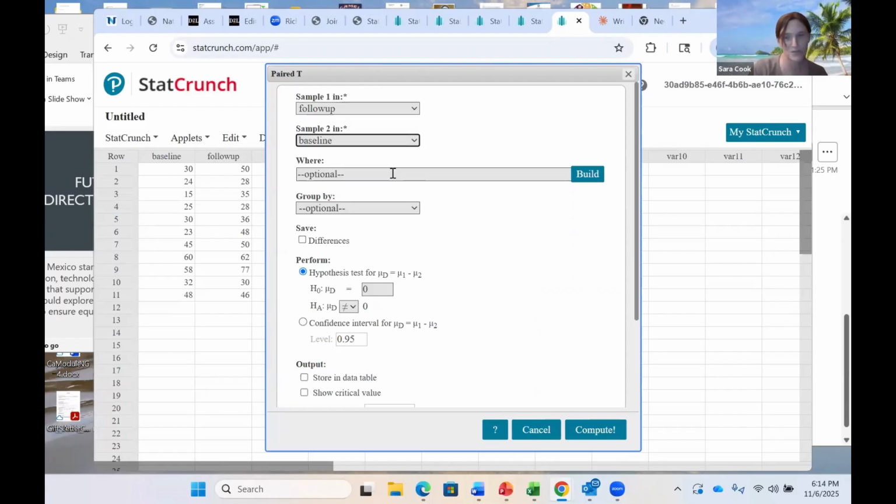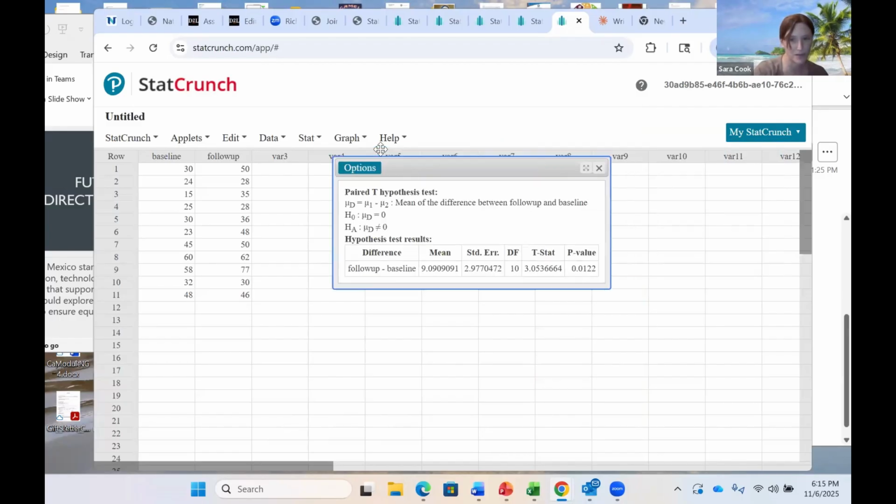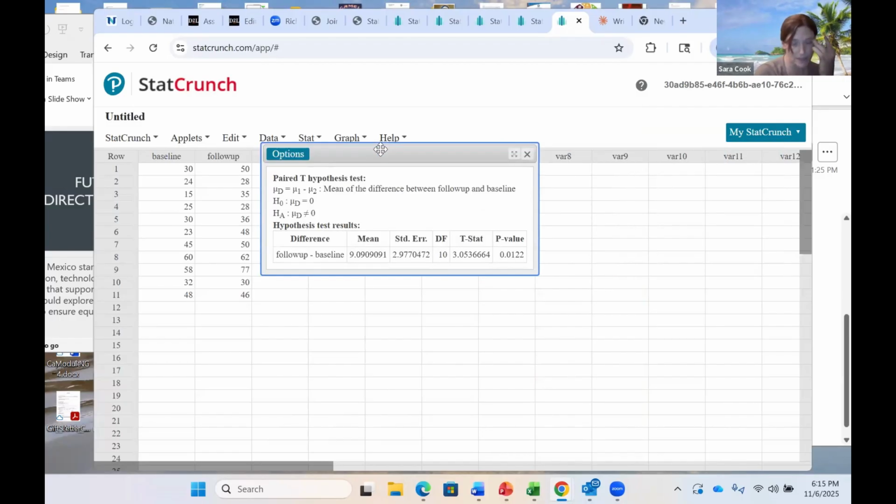Okay, so the reason I'm choosing it this way is I want the difference to be stated as a positive difference. That's not changing anything about the data. It's just going to help me interpret it a little better. You just have to be careful thinking about what subtracting one from the other is. Okay, so now it's follow-up minus baseline. So the follow-up value is greater than the baseline value. By how much? It's 9, 9% range of motion.